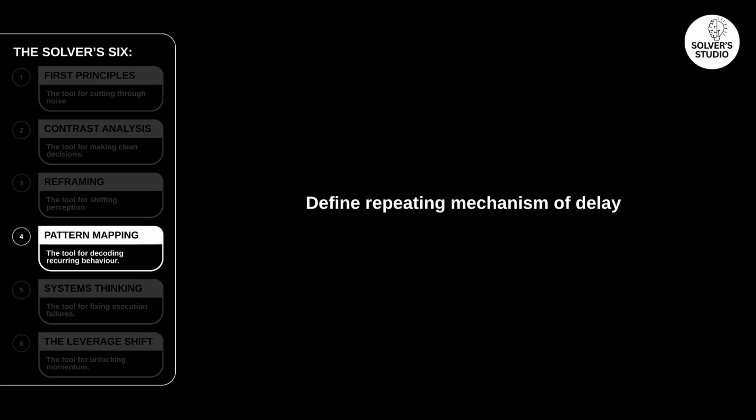First, map the mechanism of delay. Do not study the decision itself, study the sequence around it. More research, another opinion, a delayed deadline. The details change, the structure repeats. Find the exact moment where preparation becomes avoidance. That transition point is the trigger.